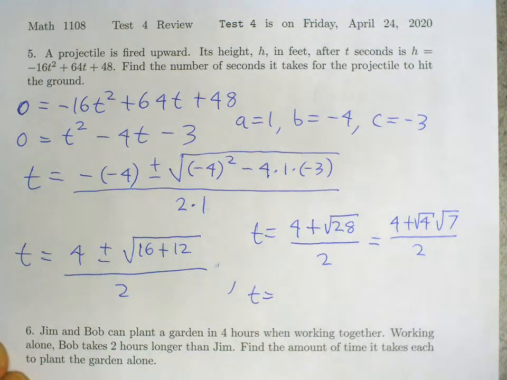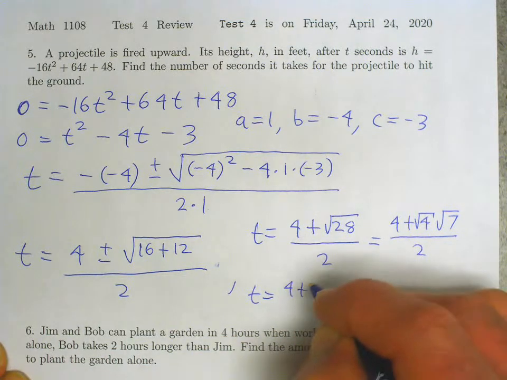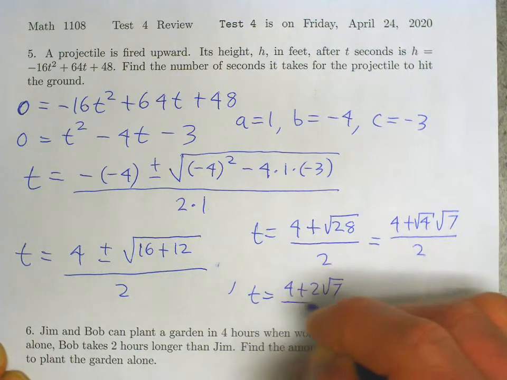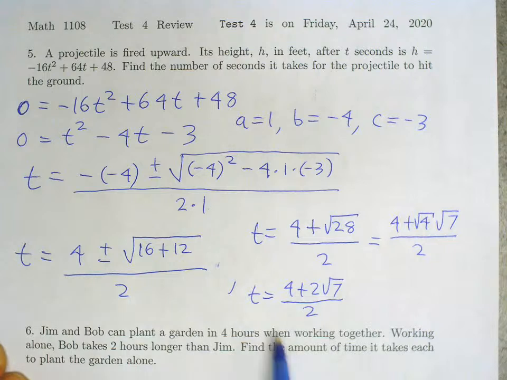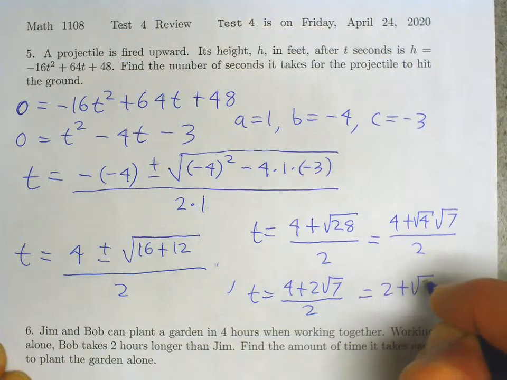And then we'll squeeze a little bit more in. 4 plus 2 times the square root of 7, all divided by 2. Every term in the numerator has a common factor of 2 with the denominator. So if we just divide everything in the numerator by 2, we get 2 plus the square root of 7.